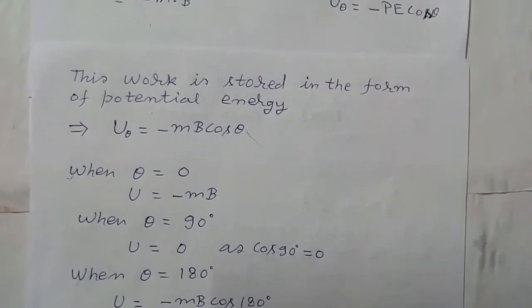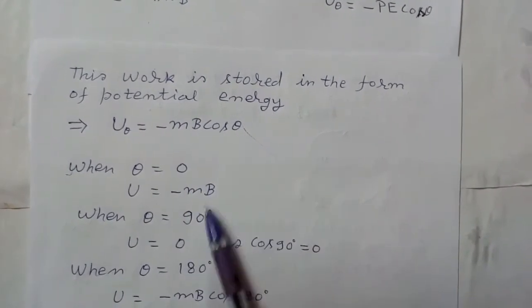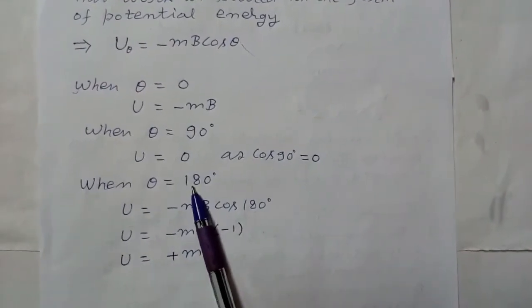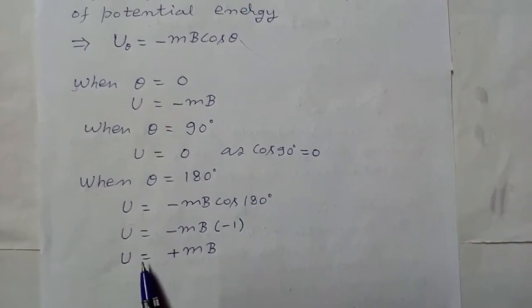Now when theta is equal to 0, means magnet is kept parallel to magnetic field, then U is equal to minus MB because cos 0 is 1. When theta is equal to 90 degree, when magnet is perpendicular to magnetic field, then U is equal to 0 as cos 90 is equal to 0. And if magnet is placed anti-parallel to magnetic field, then U is equal to minus MB cos 180. Cos 180 is minus 1, so this is equal to plus MB.